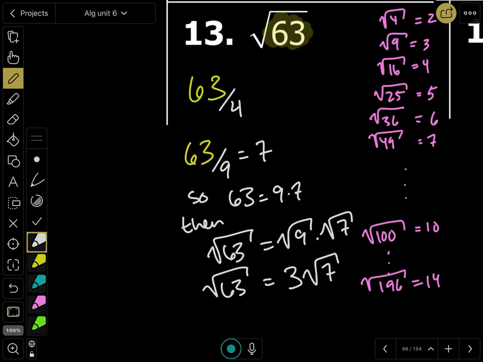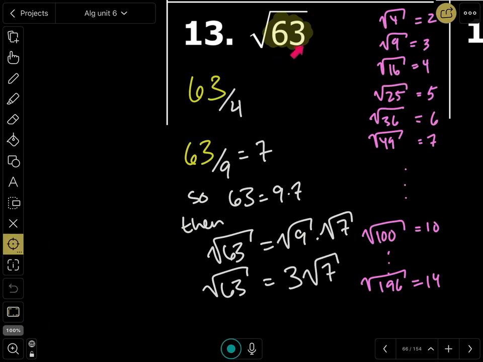And this is how we simplify the square root, the number under the radical. So we divide by perfect squares, so 4, 9, 16, 25, 36, and see which one results in a nice even split of the number. So here we've divided by 9 and found that 63 was equal to 9 times 7. So we could take the square root of 9 and turn it into the 3, and we were left over with this number here.